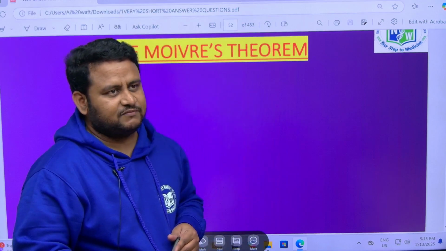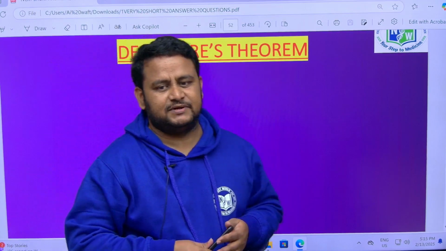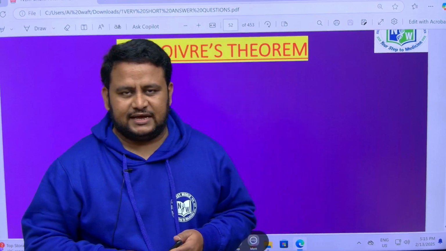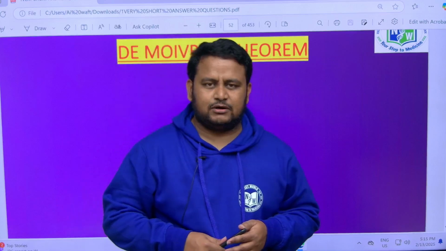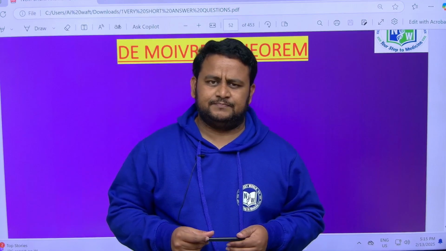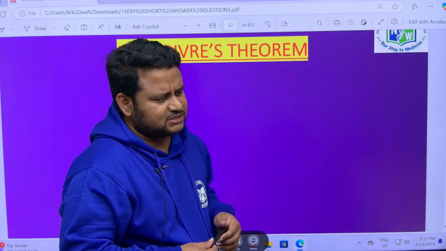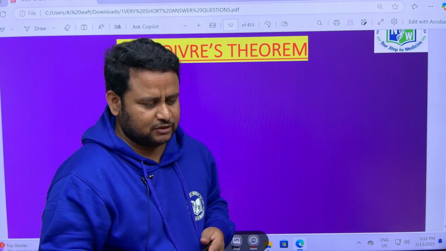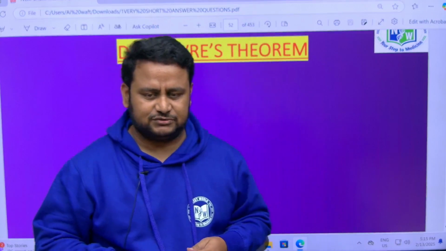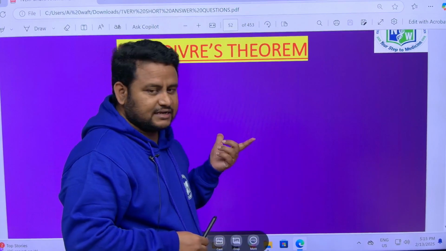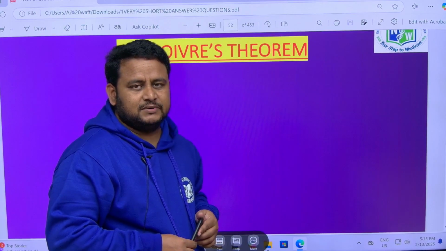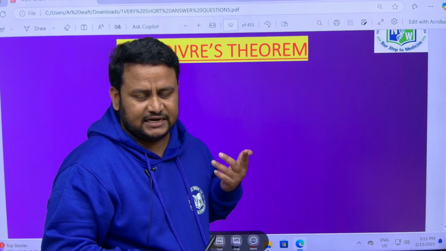De-Moivre's theorem is also a very important concept when it comes to MCET and KCET, and also when it comes to JEE. Okay, in KCET not much will be asked, but application-based questions may be asked; mainly complex number questions will be asked. But here in MCET and JEE, complex numbers will be linked with De-Moivre's theorem and then it will be asked.